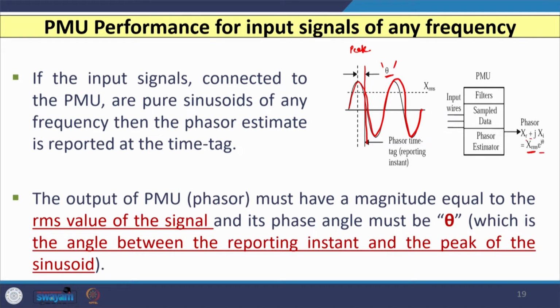That is why I have mentioned x RMS, and its phase angle, which is normally denoted by theta. Here you can see, it is the angle between the reporting instant and the peak of the sinusoid. So, this e raised to j theta is again the output of the PMU in terms of phasor.